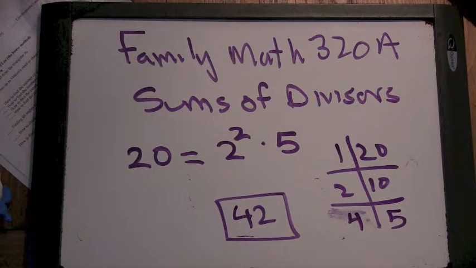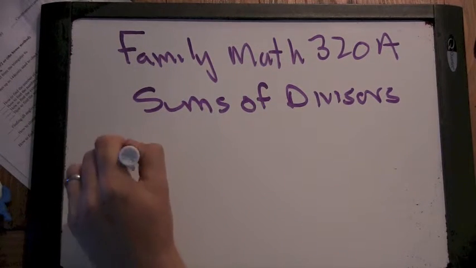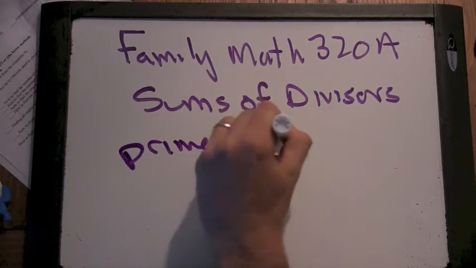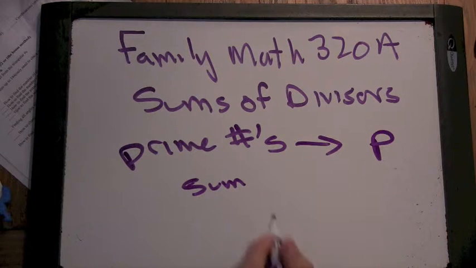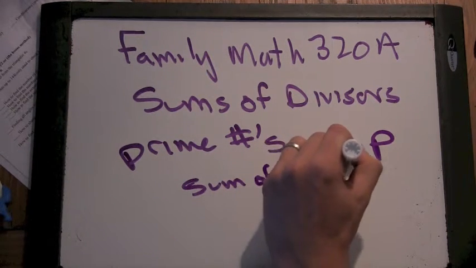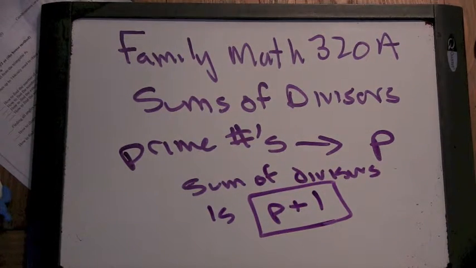What are some other simple cases? Well, the prime numbers are simple cases, because they only have 1 and itself. Very good. So if we have a prime number p, the sum of divisors is p plus 1. Okay. So that's not too hard to understand. And why is that true, by the way? Well, because you only have the prime itself and 1, and there are only 2 divisors.